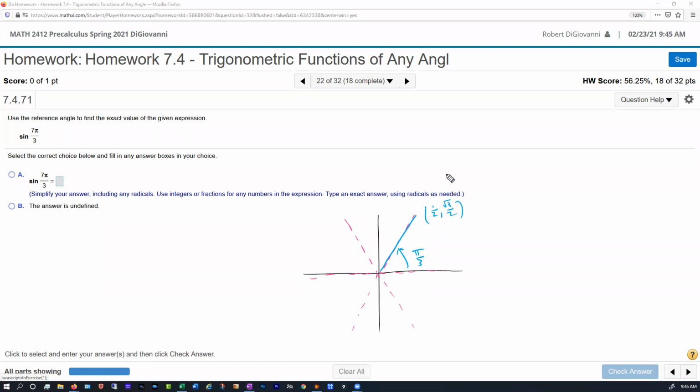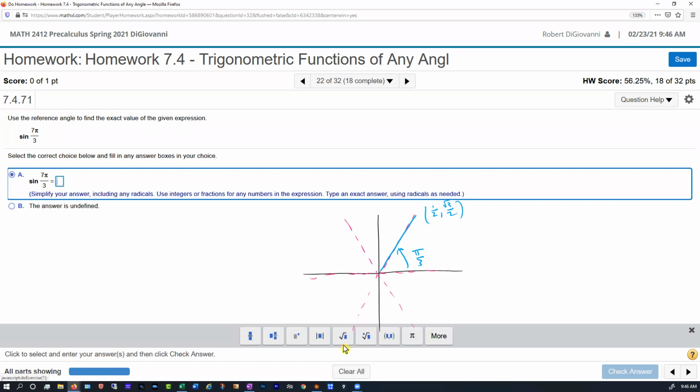We're looking for sine, which is the y coordinate. And in the first quadrant, all trig functions are positive. So this should just be √3/2, just the y coordinate.